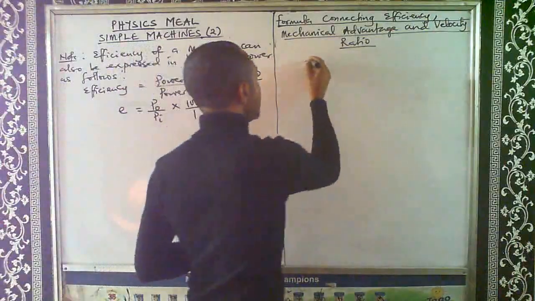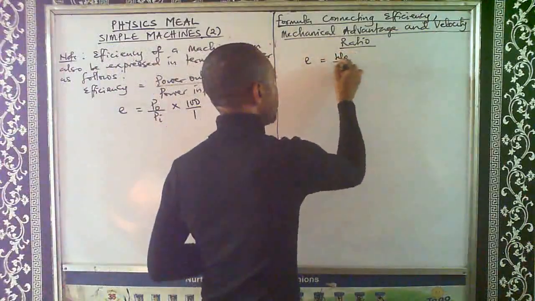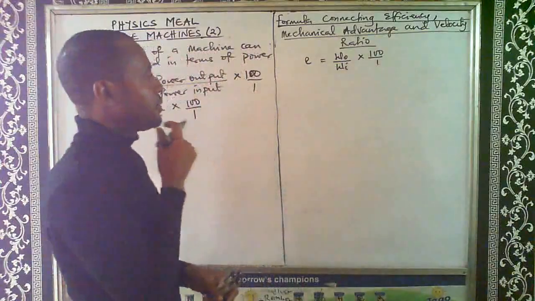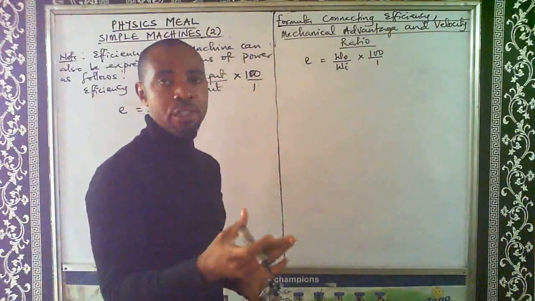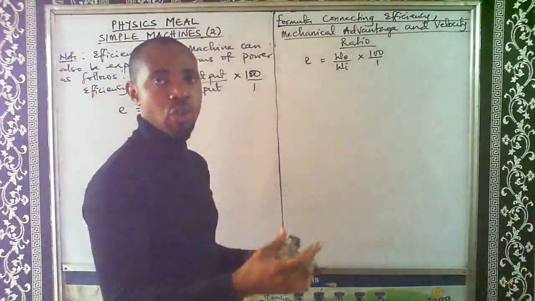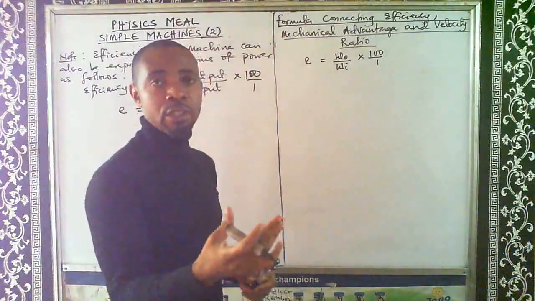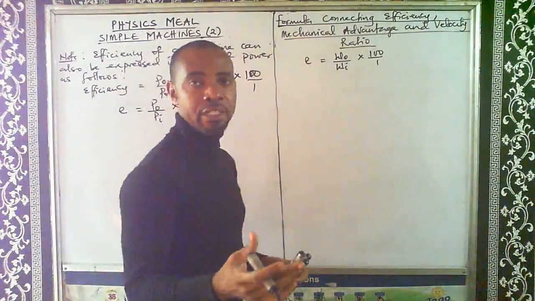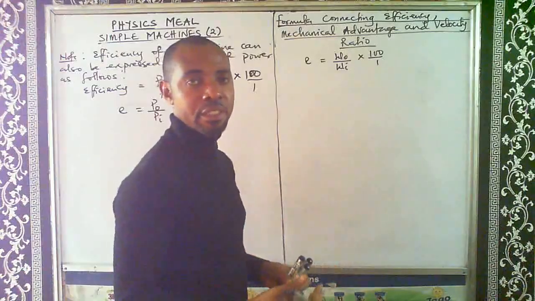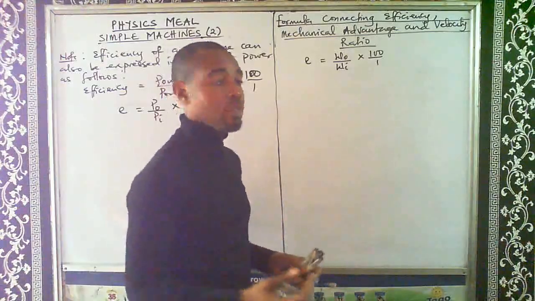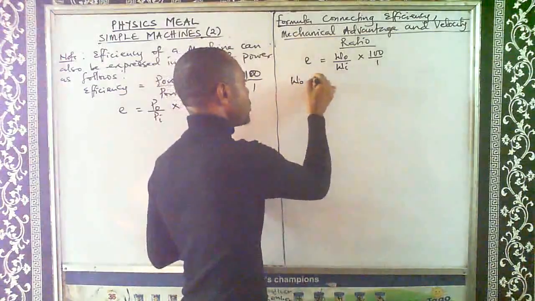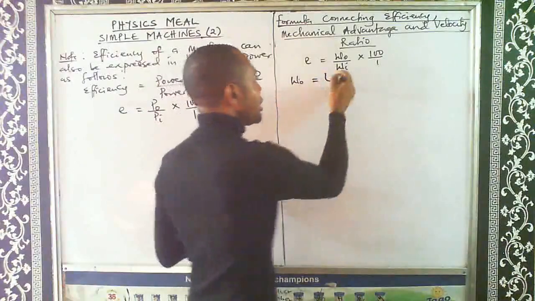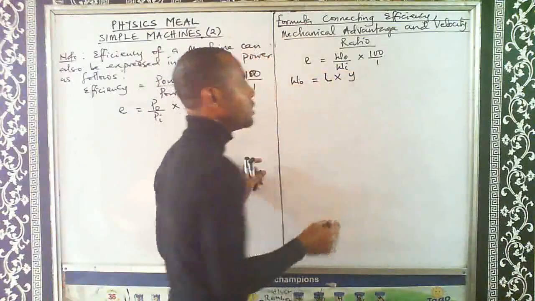We say that efficiency is work output over work input times 100 over 1. Now, work output is the work done on the load. Then work input is the work done as a result of application of the effort. And we know that work done is force times what? Distance. The dot product of force and distance will give us the work done. So it means that work output will give me the load, L, times the distance moved by the load.